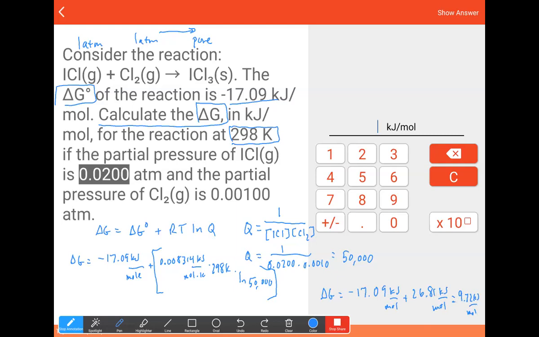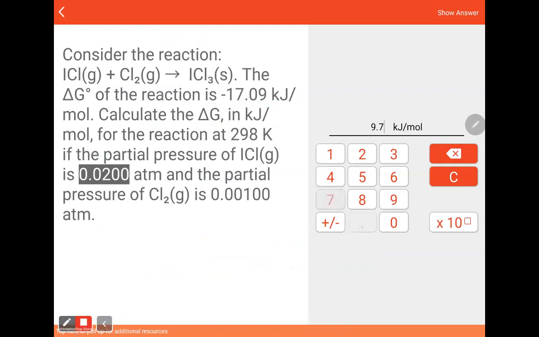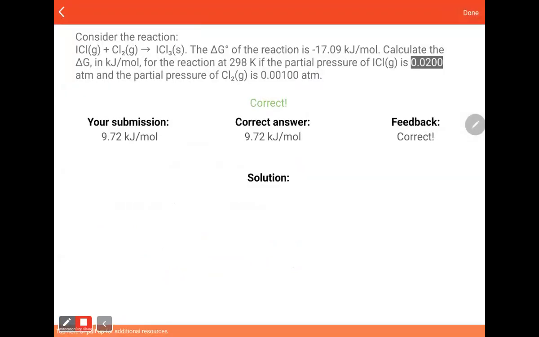So in this case, the delta G is positive. So it's actually going to go towards the reactants because we have such small amounts of reactants that we've passed the equilibrium point. We've gone too far. And so now we got to shift back left towards the reactants. Okay, so 9.72. There we go.